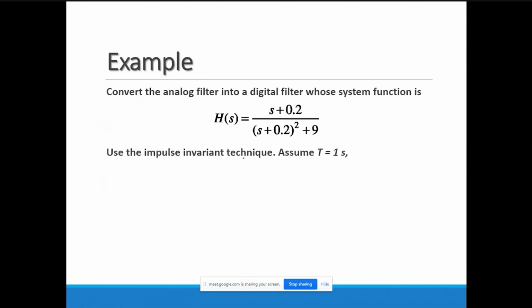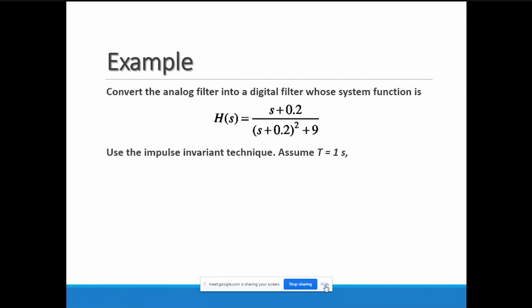Now we take another example, in which I am applying the value of t is equal to 1 second. I suggest all of you go for the solution of this example and share your answer in the comment box. Convert the analog filter into the digital filter whose system function is given as H of s is equal to s plus 0.2 divided by s plus 0.2 squared plus 9. Use the impulse invariance technique.